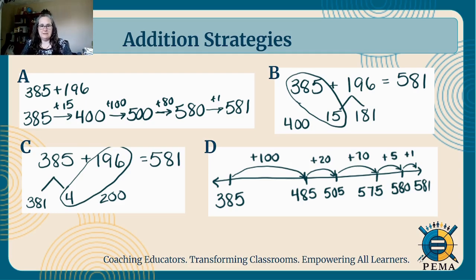In strategy B and strategy C, I used making a friendly number, make 100 in this case. The difference between B and C is that I made 100 with different add-ins. So once I chose my strategy to make a friendly number, I had choices about which add-in I wanted to turn into that friendly number. D is also counting on, but it's specifically counting on by place value units. First, we started with the largest place value unit, then we worked our way to tens, and then to ones, and you'll see at the end there was a little bit of a make 10 strategy applied there too.